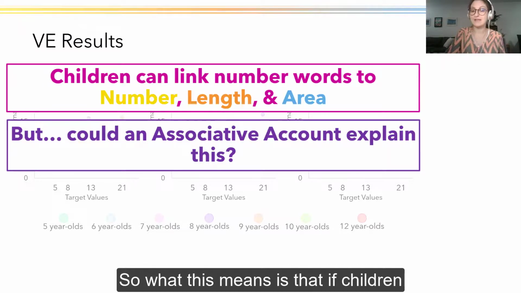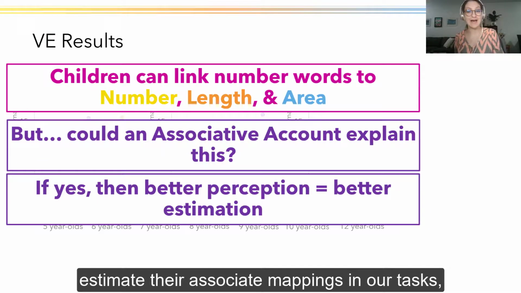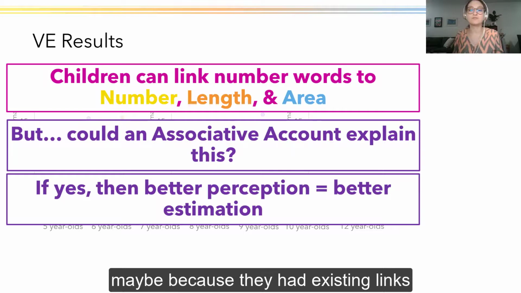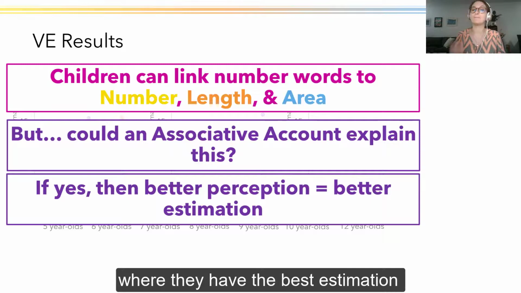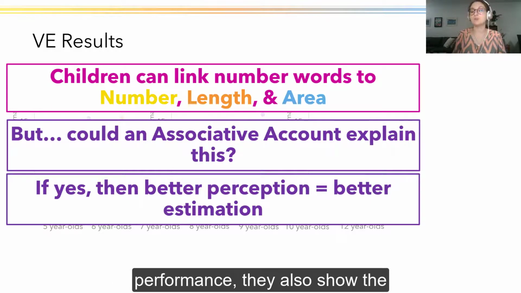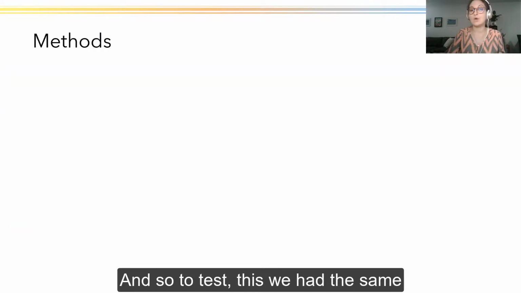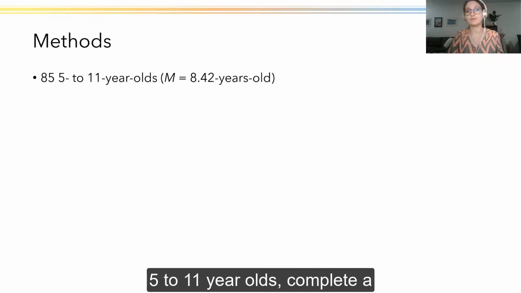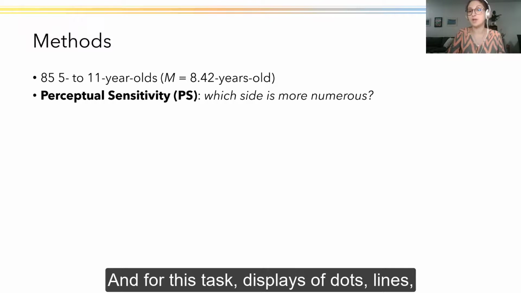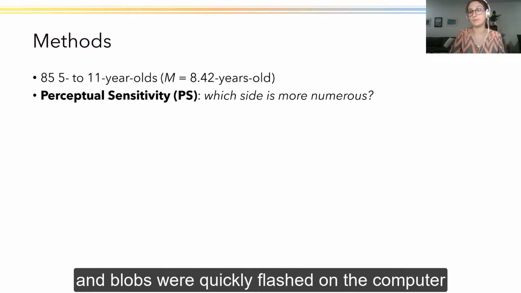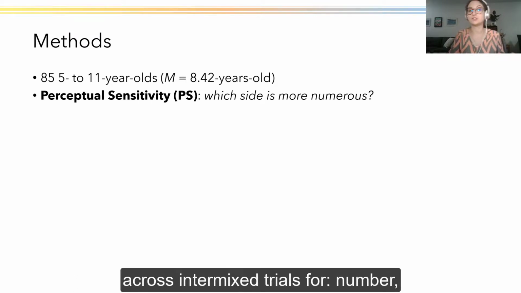So what this means is that if children were actually somehow able to verbally estimate through associative mappings in our tasks, maybe because they had existing links from our practice dimensions like number, then we should find that for dimensions where they have the best estimation performance, they also show the best perceptual sensitivity. And so to test this, we had the same participants, again 5 to 11-year-olds, complete a perceptual sensitivity task. For this task, displays of dots, lines, and blobs were quickly flashed on the computer screen, and children were asked to judge which side of the screen appeared more numerous across intermixed trials.